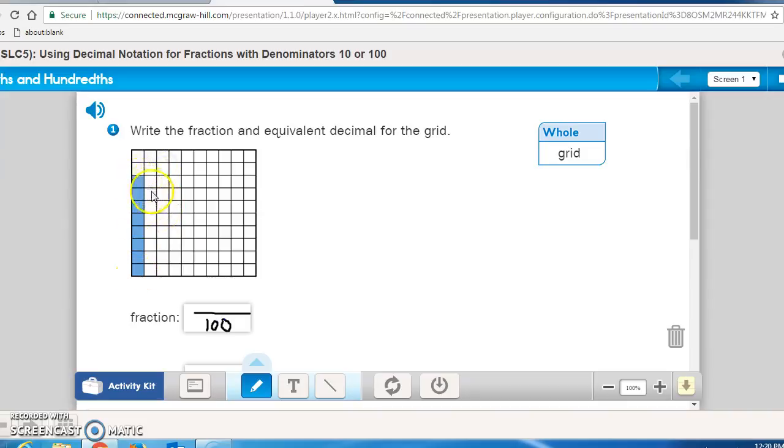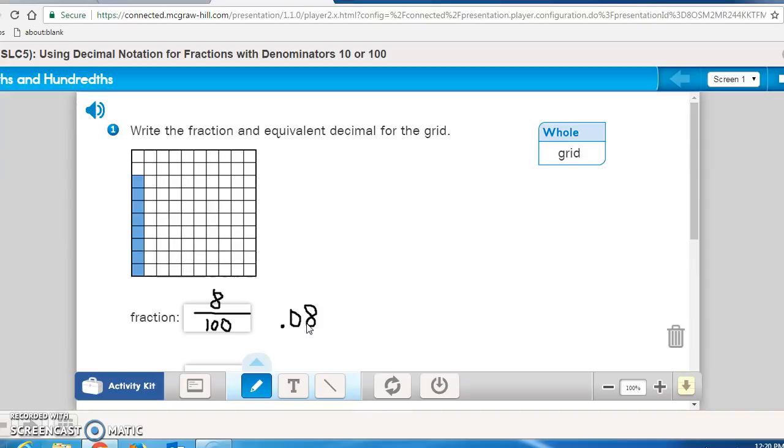Well, I have to count. 1, 2, 3, 4, 5, 6, 7, 8. So I just covered 8 out of 100 cubes. 8/100ths means the number 8 needs to be in the hundredths spot when I write that as a decimal. So I would write that as 0.0. I don't have any tenths. 8 needs to be in the hundredths spot.